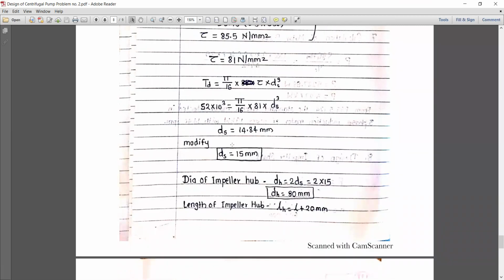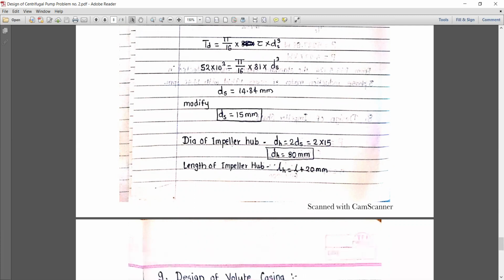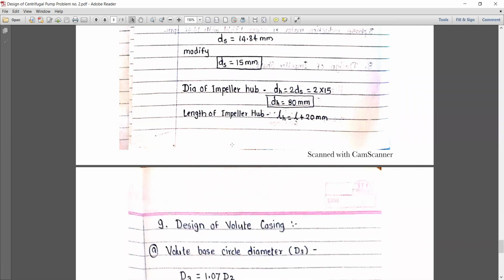Of the shaft. Now design torque is equal to pi by 16 into tau into d cubed. So putting all the values, what we get, the diameter of shaft is equal to 14.84 mm, which can be modified up to 15 mm. If you want, you can increase the diameter more also.